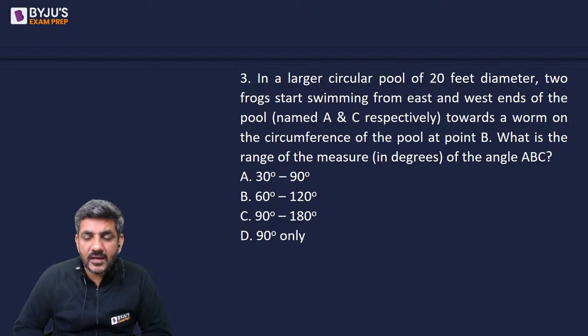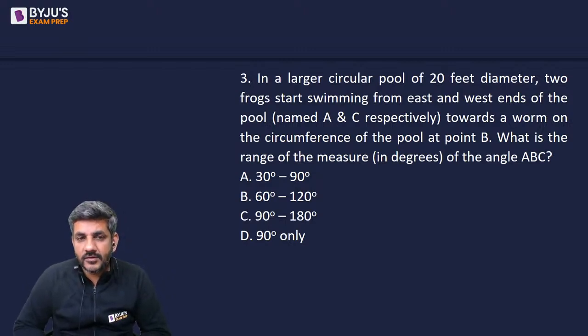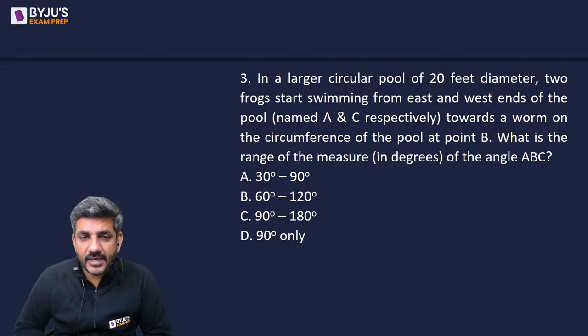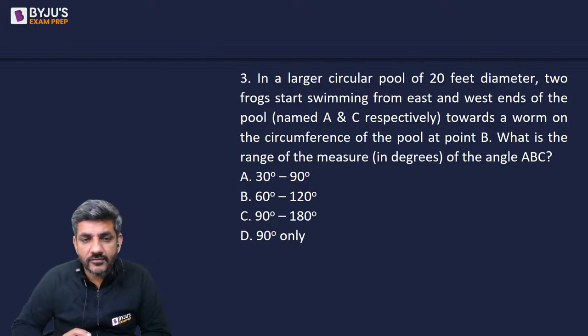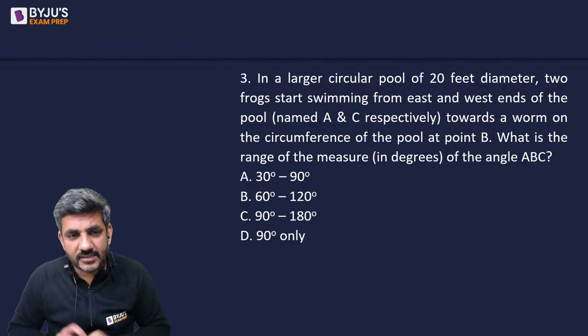So basically, angle ABC, it can lie from what to what? That's what he's saying. First option says it can be anywhere from 30 degrees to 90 degrees. Second option says it can be anywhere from 60 to 120. Third says 90 to 180. And fourth says 90 only. So once again, Chinmay Pandey has answered this question.